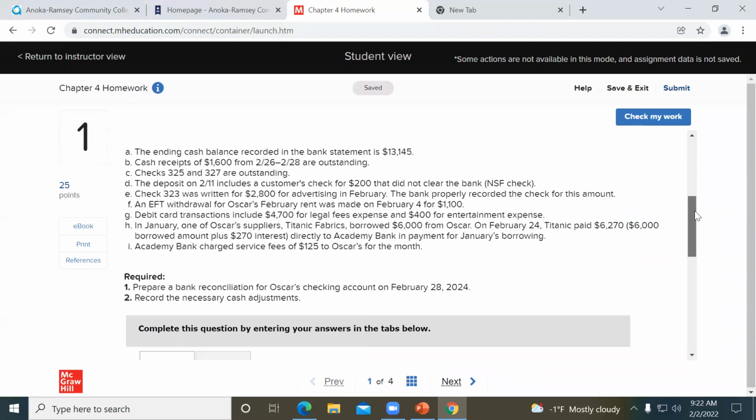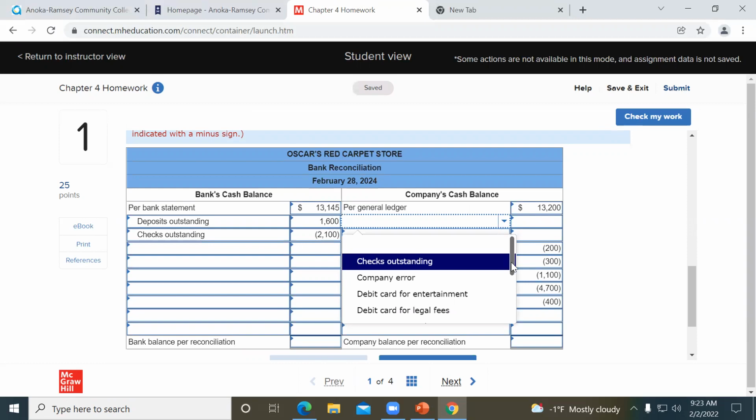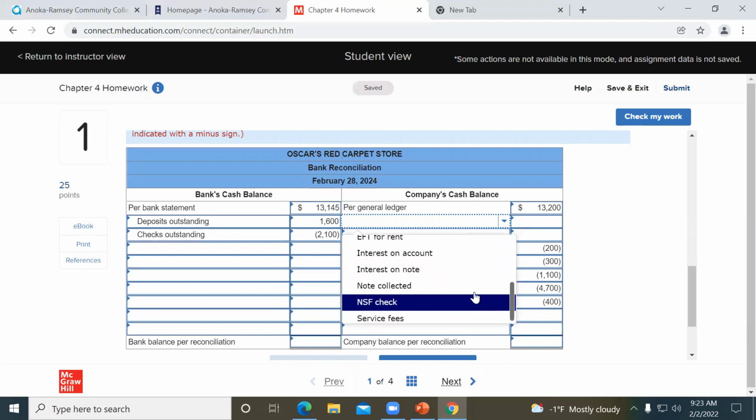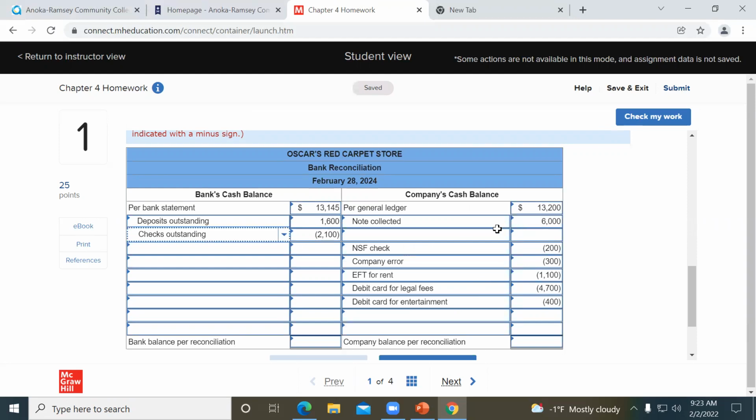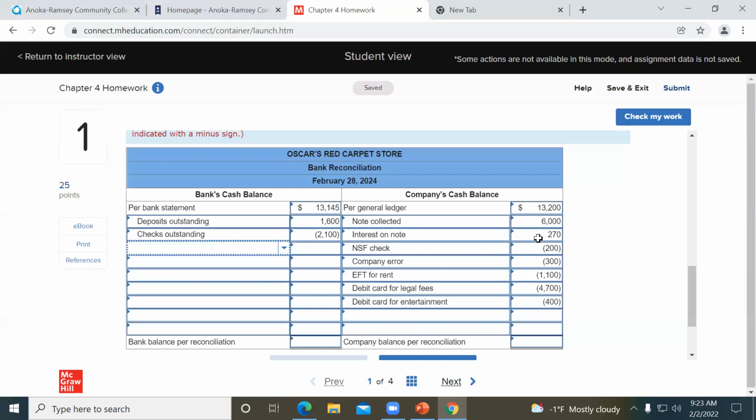Okay. In January, one of Oscar's suppliers, Titanic Fabrics, borrowed $6,000 from Oscar. On February 24th, Titanic paid $6,270, the $6,000 borrowed plus $270 of interest, directly to Academy Bank in payment for January's borrowing. The bank has it, we don't have it. We will show note collected, 6,000. Interest collected, 270, right?